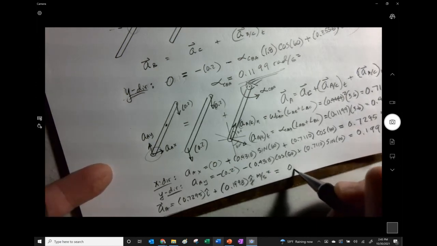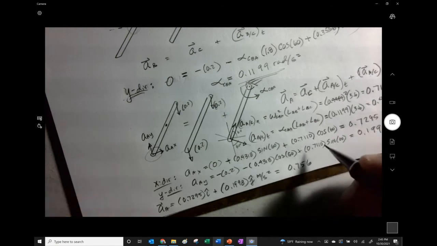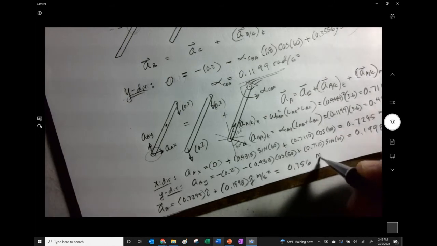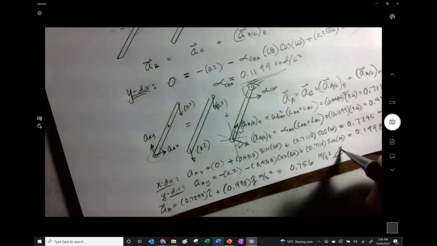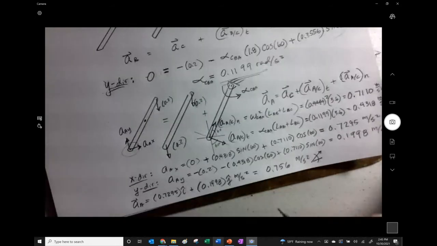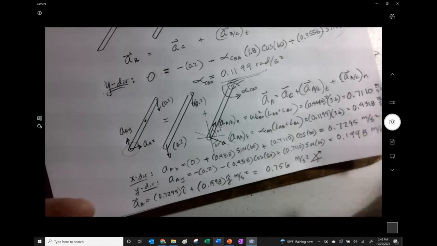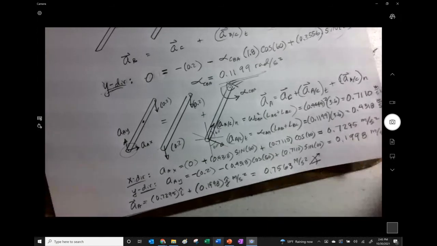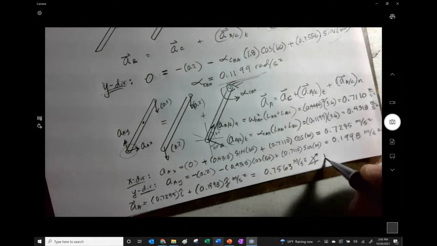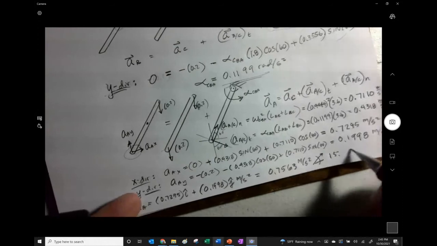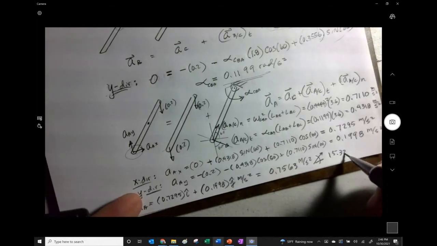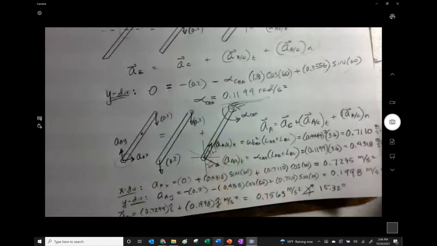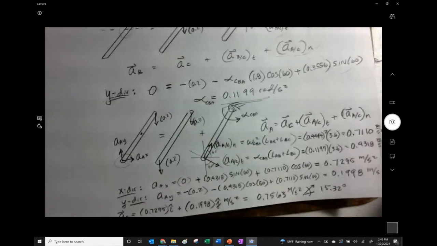So this is also going to be 0.756 meters per second squared, and it's going to be an angle going upwards. But no, it's 756. I'll give another sig fig right now. And so it's going to be 0.1998 divided by 0.7295, and take the tan of that, so I get 15.32 degrees. That's just an extra step, but yeah.